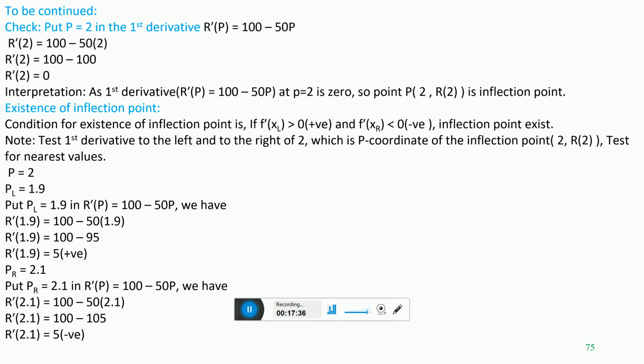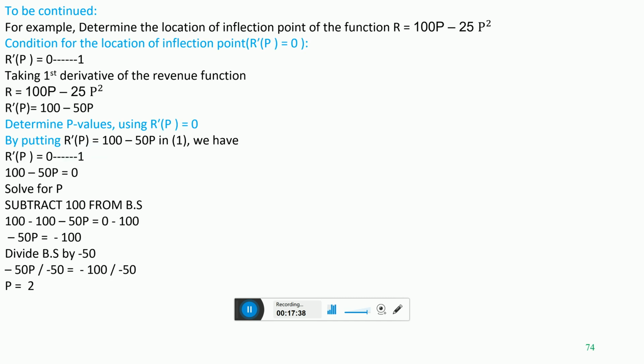Practically, inflection points exist. For example, determine the location of the inflection point of the function R equals 100P minus 25P squared.